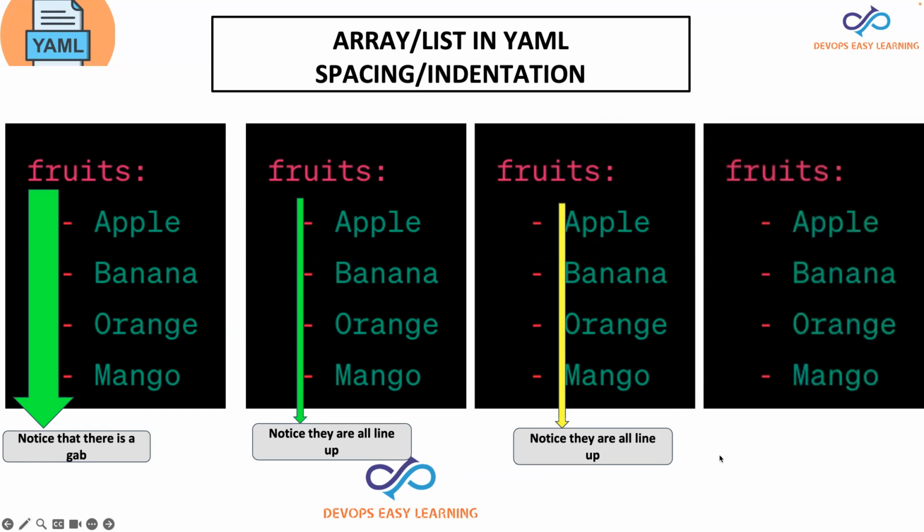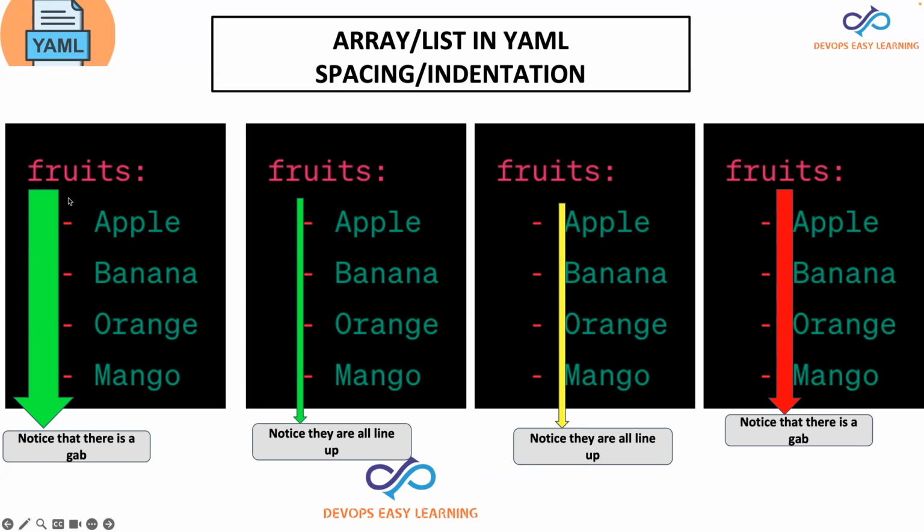And we have the last one here. Notice also that there's a gap in here, right? There's a gap because we don't want the hyphen and apple, for example, to stick together. There should be a gap between the apple and the hyphen. The same thing for banana, orange, and mango. And at the end of the day, that gives us a list.